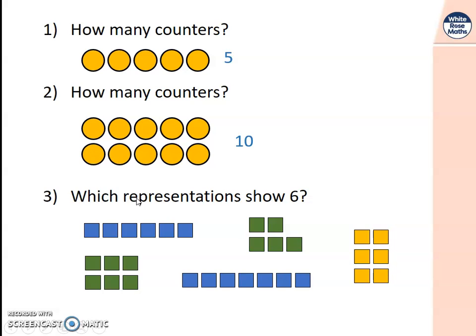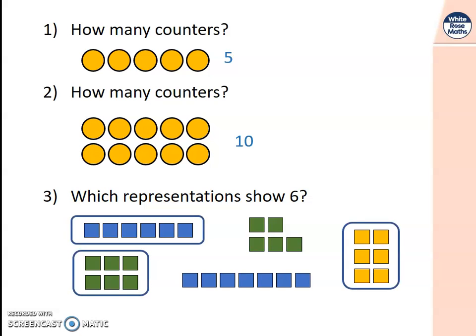Which representation shows 6? You can do that by simply counting 1, 2, 3, 4, 5, 6, or you can count up in 2s or 3s. So we can say 2, 4, 6 is there, or we could say 3, 6, and we can use our times tables to help us with counting. So well done if you circled those ones.